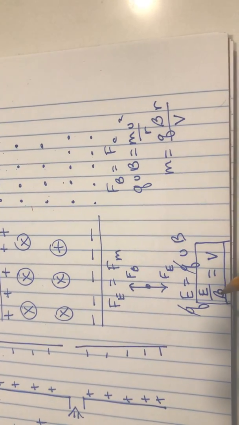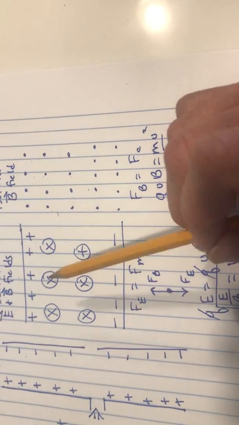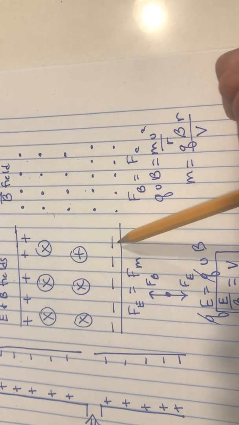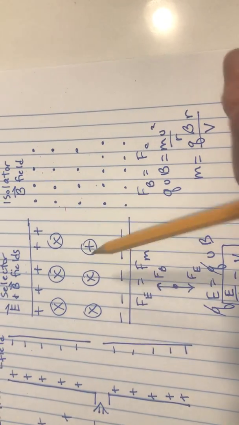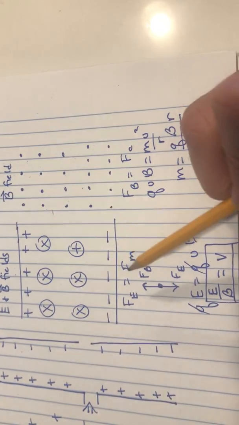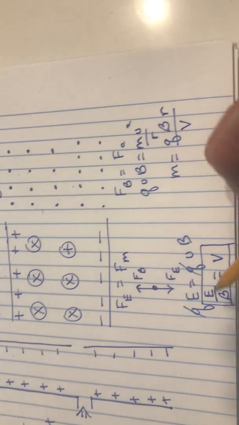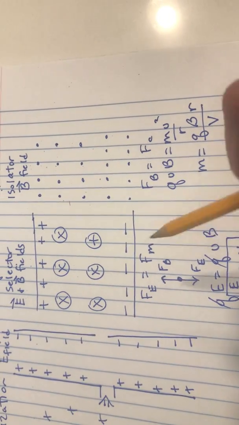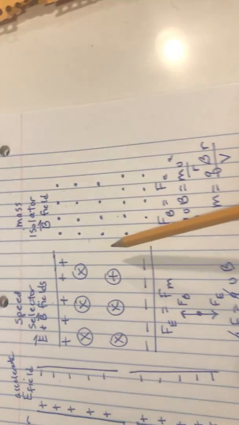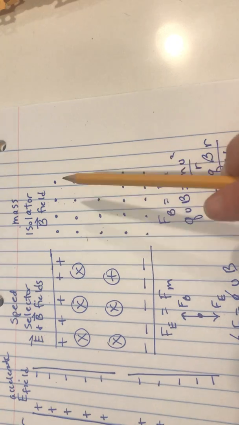If one of these is bigger than the other, then if the electric field is bigger, right, then he's going to swoop down. And if the magnetic field is too strong, he's going to swoop up. But if you have exactly the right magnetic and electric fields, he'll go straight through. All right, so he now has the electric and magnetic field. He goes straight through. Now we have the mass isolator part, and that is only a magnetic field.